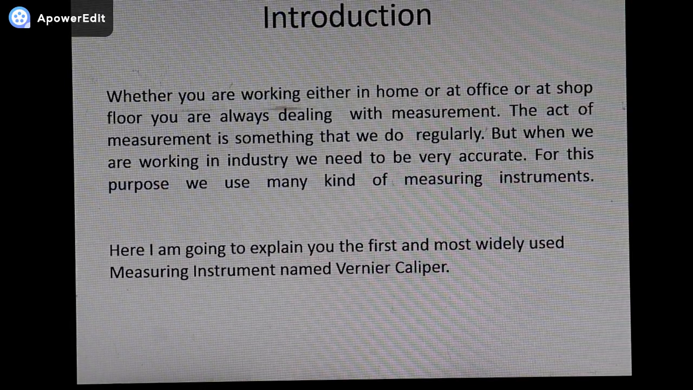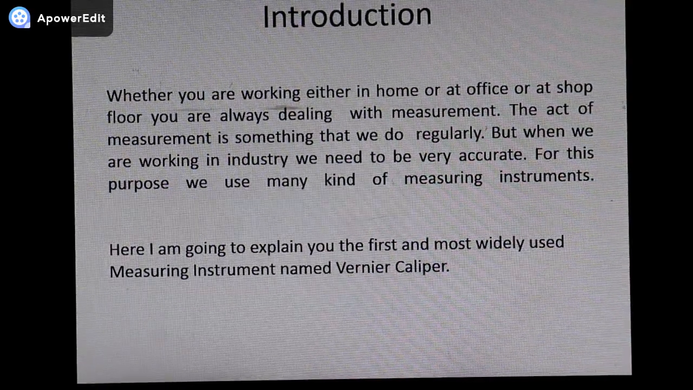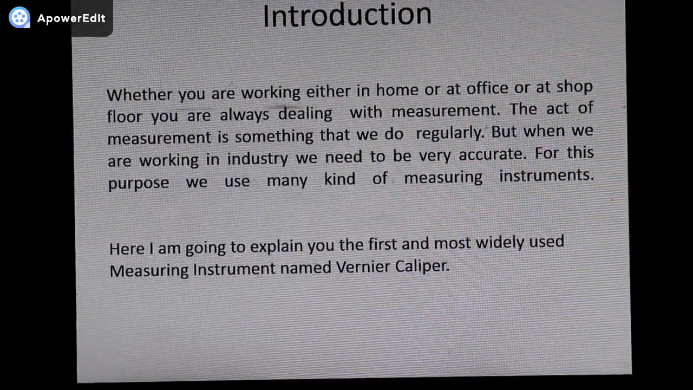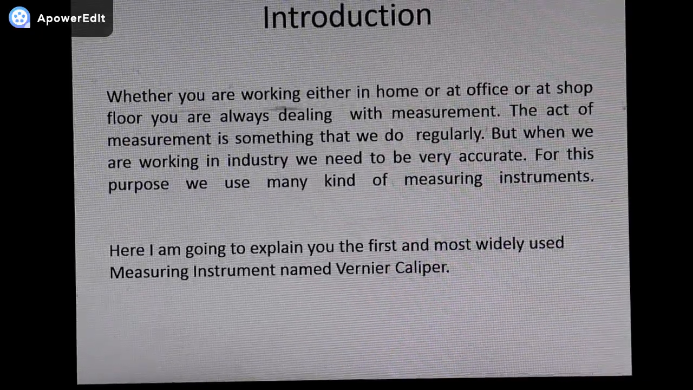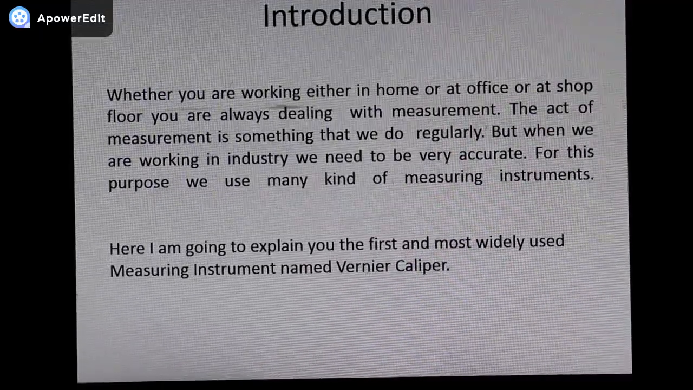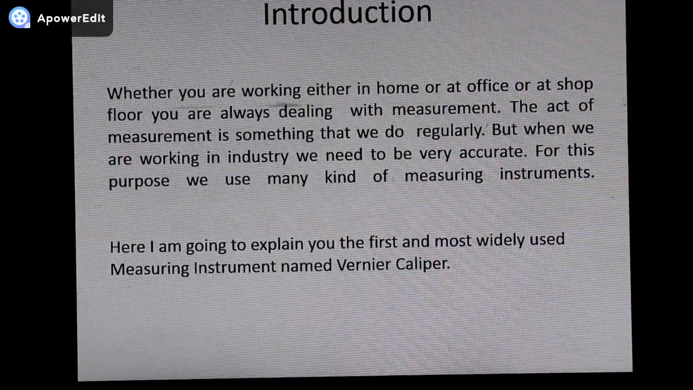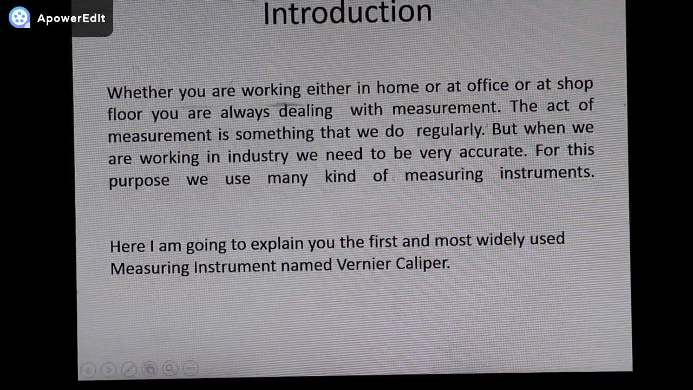So whether you are working either at home or at office or at shop floor, you are always dealing with some sort of measurements. The act of measurement is something that we do regularly, but when we are working in industry, we need to be very accurate. For this purpose, we use many kinds of measuring instruments. Here I am going to explain the first and most widely used measuring instrument, which is called the vernier caliper.